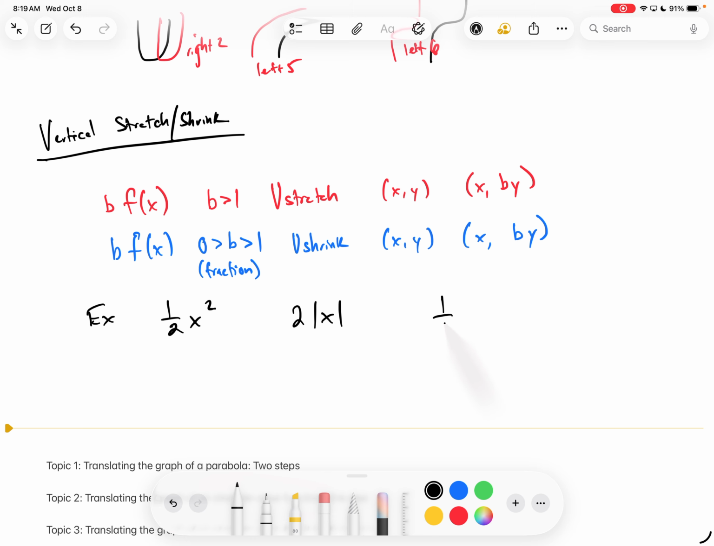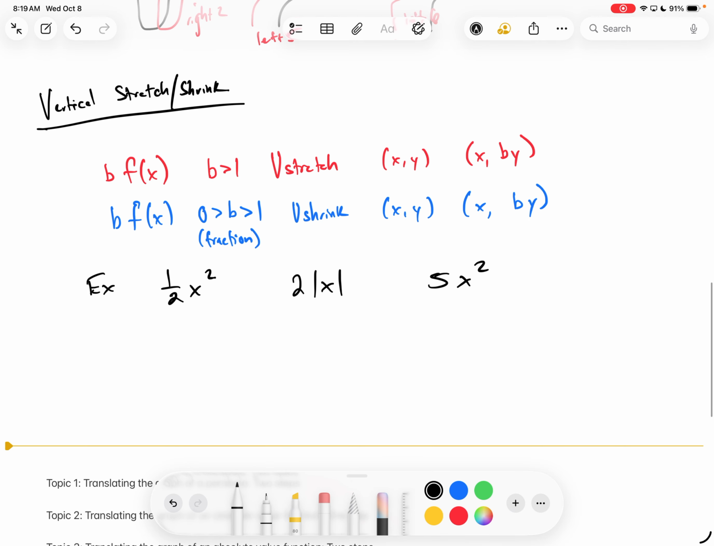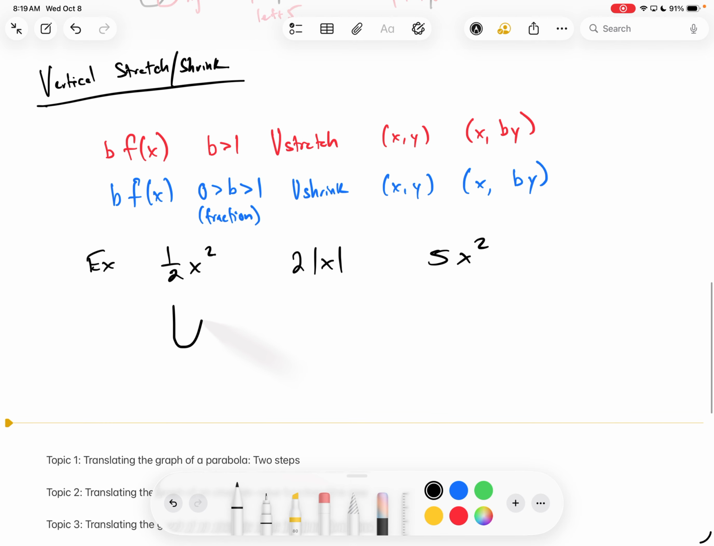I like the parabolas on this just because it's easy to see. Okay, so what this is saying, my original one looks like this. Let me draw my originals real quick. So my original ones just look like this. What this is saying is if I have a 1/2, it is going up half as fast.